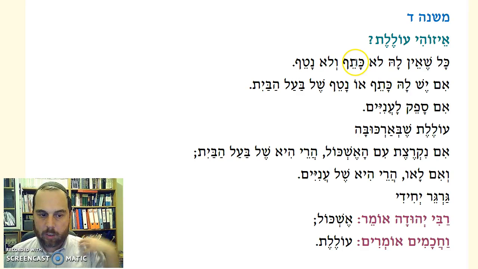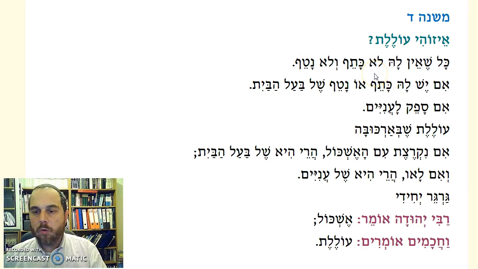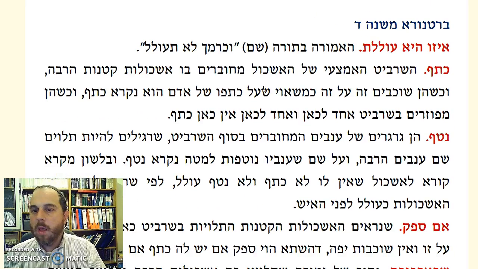Katef means literally a shoulder. Natef means a drip, a bottom. So what is a katef and what is a natef? First we're going to look at the Bartanura, and then we'll look at a couple of pictures to see if we can understand this. Katef. What is the shoulder of a cluster of grapes, an eshkol anavim? Says the Bartanura, Hasharvit ha'imtza'i shel ha'eshkol mechubarim bo eshkolot ktonot harbe.